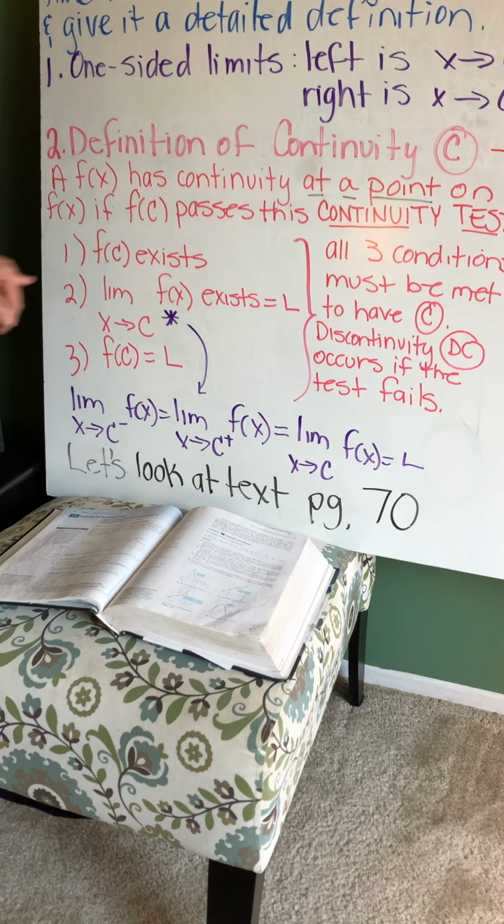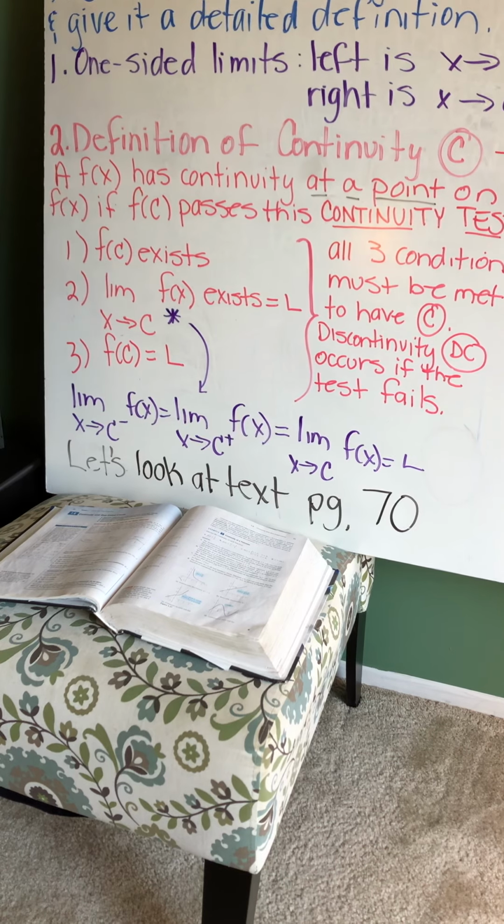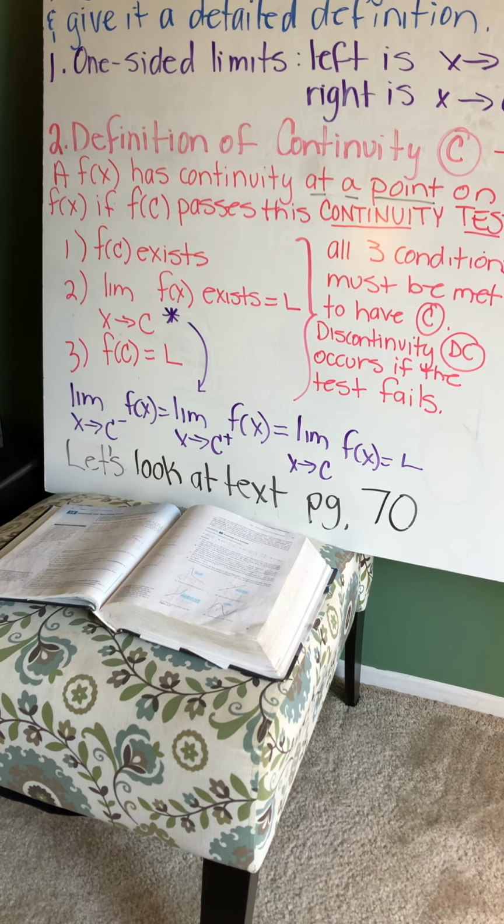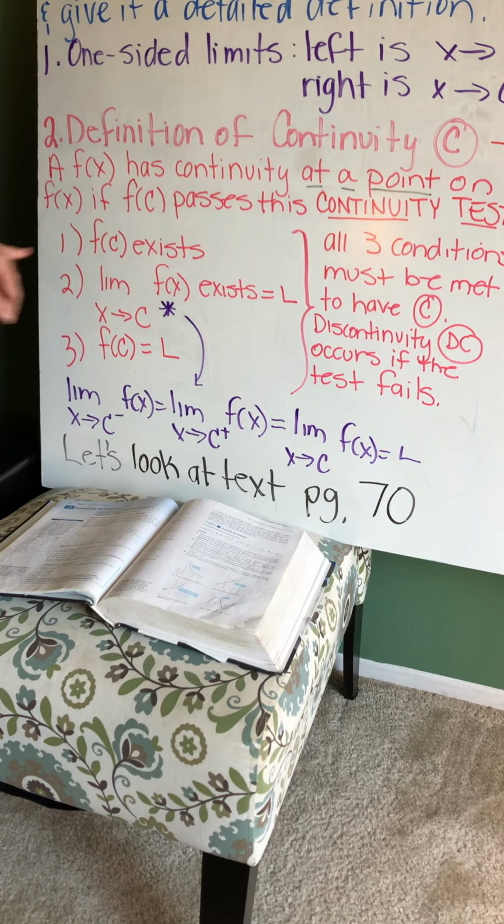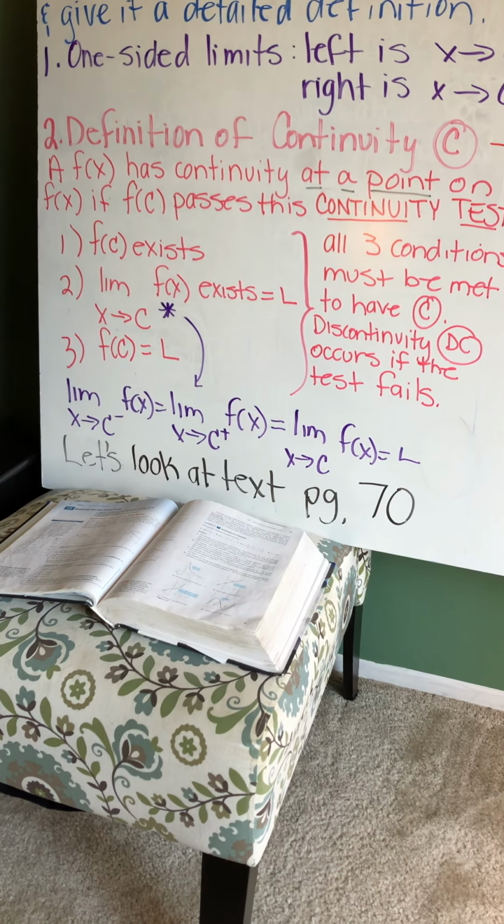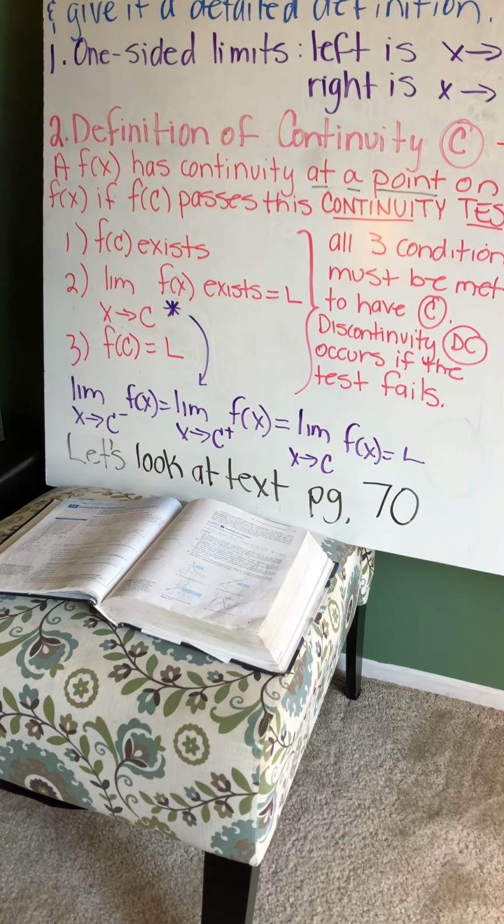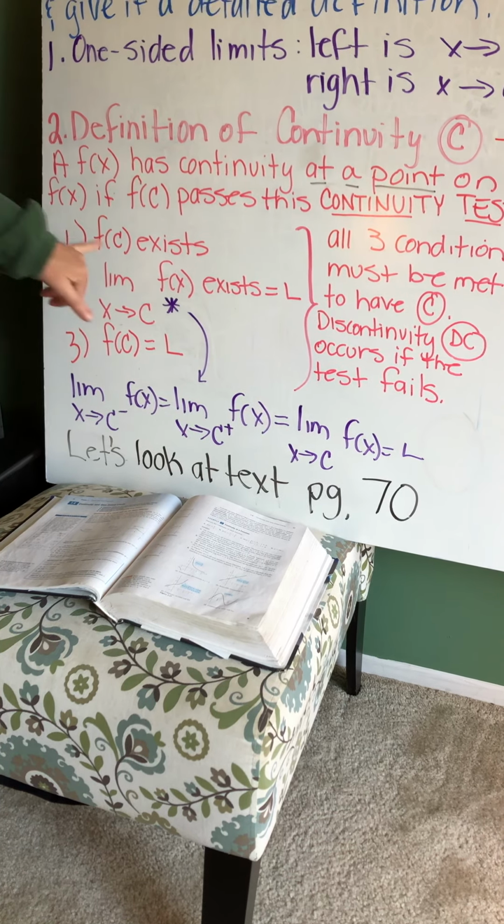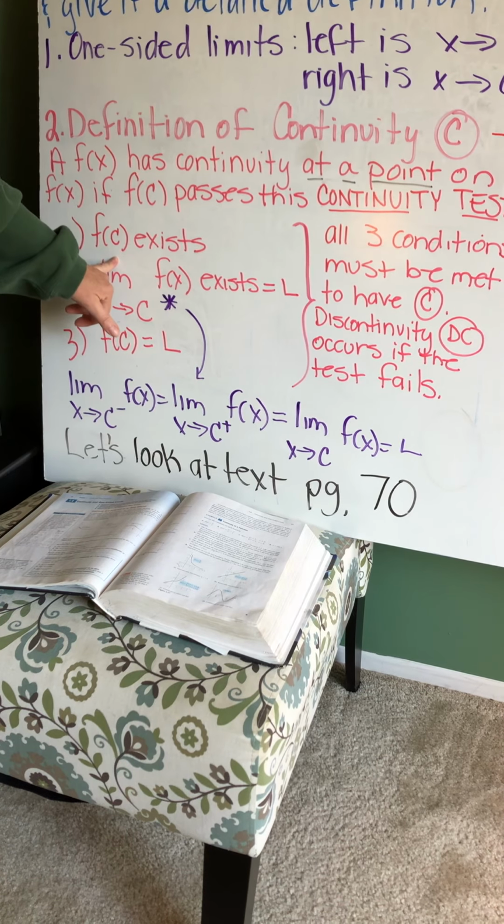So let's start with number 1. First of all, f of c, the value of the function, has to exist. That's super easy, right? We've done that all the way through algebra. We put a value of x into the function. Can we get a y out? So number 1, easy thing, we check to see if at that point, the value of the function actually exists.